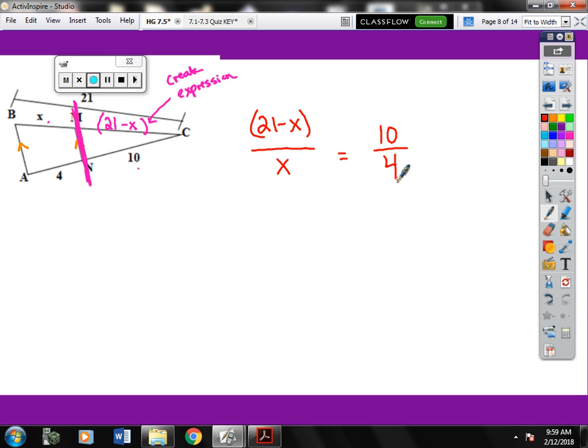Just for the sake of time, we're not going to finish that example. You will get x equals 6 if you cross multiply and solve. But I want to make sure we get to a couple on the back.